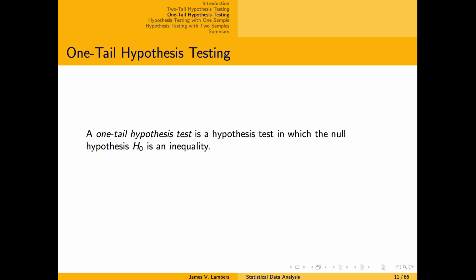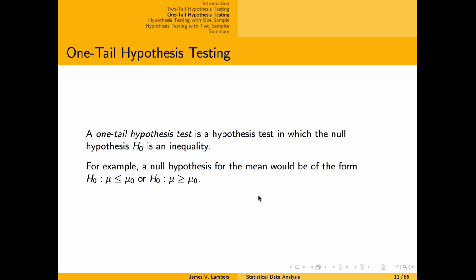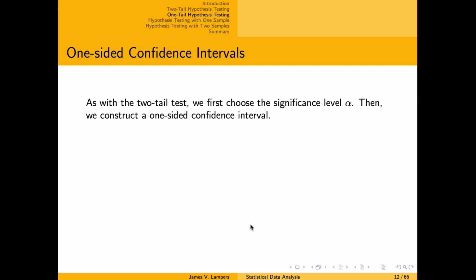Now we consider a one-tail hypothesis test. For this kind of test, both H0 and H1 are inequalities. Specifically, the null hypothesis H0 states that the population mean is either greater than or equal to, or less than or equal to, some specified value. As before, we choose a significance level, but for a one-sided test, the confidence interval we will construct is one-sided. That is, it is infinite in one direction.